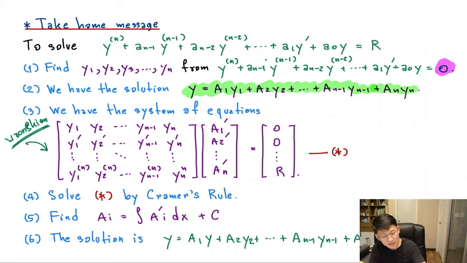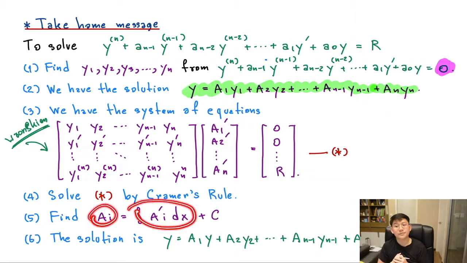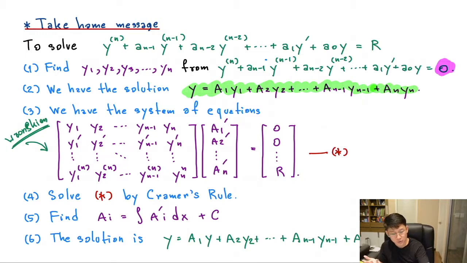Okay, and this column is 0, 0, 0, 0 all the way, and the last component is r. All these entries here are a primes. So you can use Cramer's rule to get each a prime. After that, you can find each a by integrating, plus c. After that, you obtain the solution, which is a1 y1 plus a2 y2 and so on. This is the take-home message. This is what you really need to memorize.